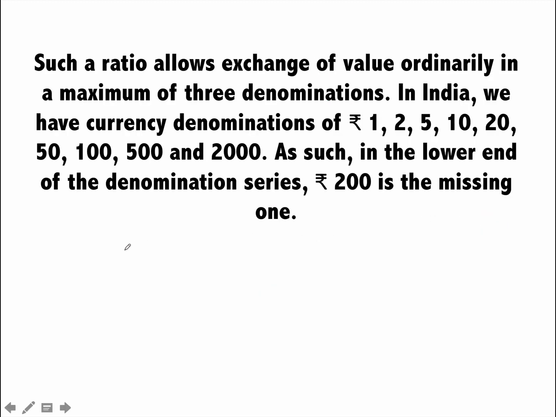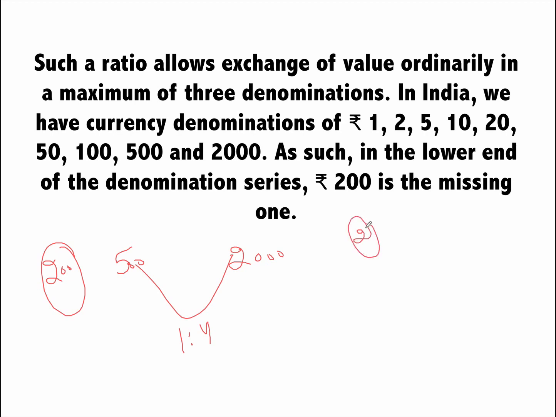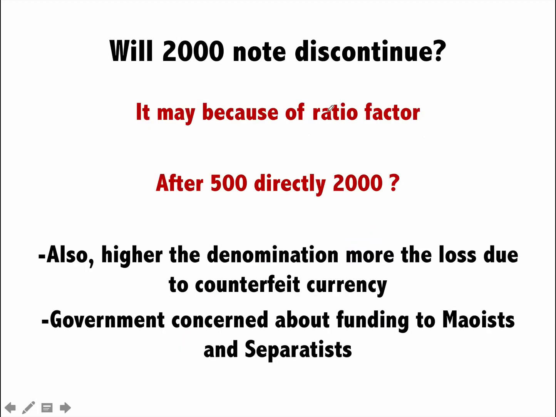Now, what is the next step of the RBI? So till 500, it's okay, because now we have 200 rupee note. This ratio is okay. But after 500, we have directly 2000. So the ratio here is 1 is to 4. So we need to correct this ratio. So there are 2 kinds of rumors that are coming in. First rumor is that the government will discontinue 2000 rupee note, it may be because of the ratio factor. There are only rumors. Nobody can say it directly.